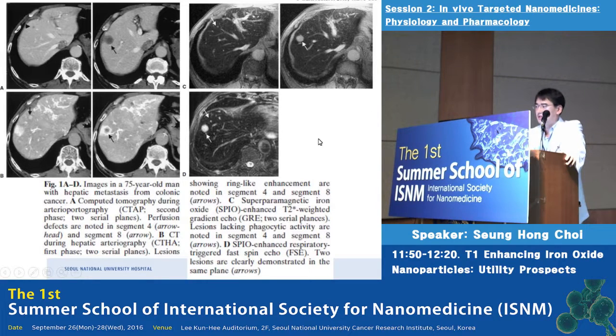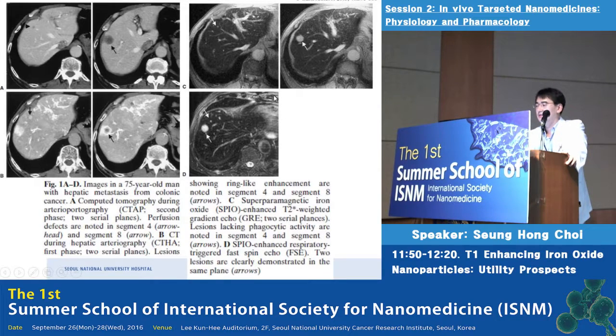this study was reported in 2005, about 10 years ago. At that time, this SPIO imaging was one of the very fantastic contrast agents. These 4 images are CT scanning, and these 3 images are MR imaging after injection of SPIO. You can see the heterogeneous enhancing region here and here. They were confirmed as metastasis from colon cancer.